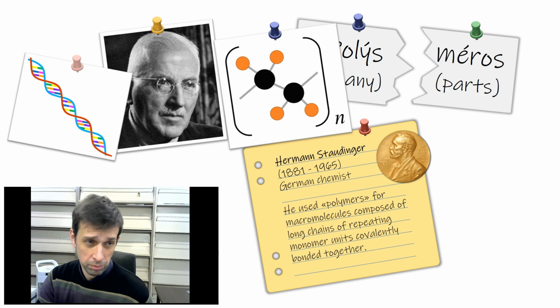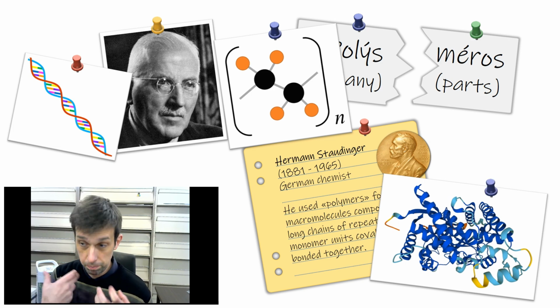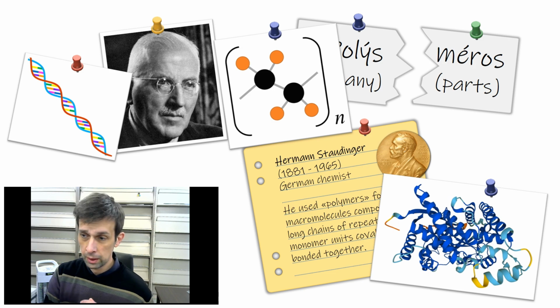But other polymers are, for example, DNA or even proteins, of course, because polyethylene is made by repeating the same unit, which is composed of two carbons and four hydrogens, that you can see in the picture, over and over.